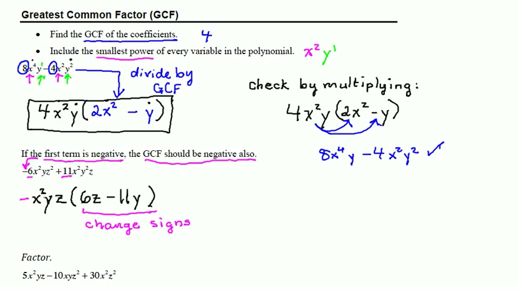So note that anytime you have a negative GCF, it will change the signs of all of the terms in your polynomial. You can verify that by checking again by multiplying. You'll see that when you multiply that negative sign back in, the signs revert to their original.